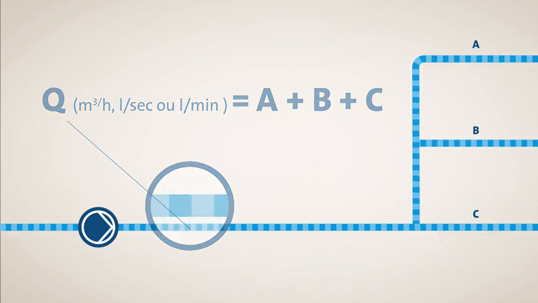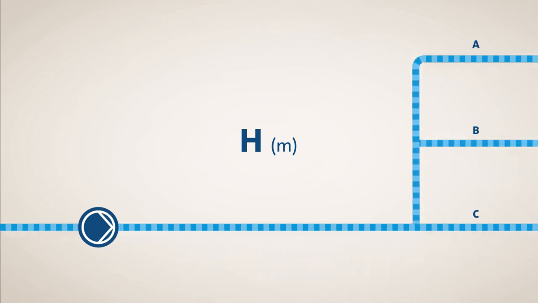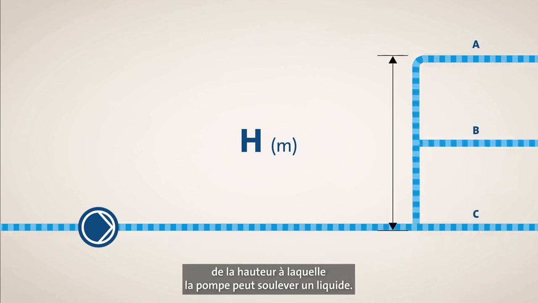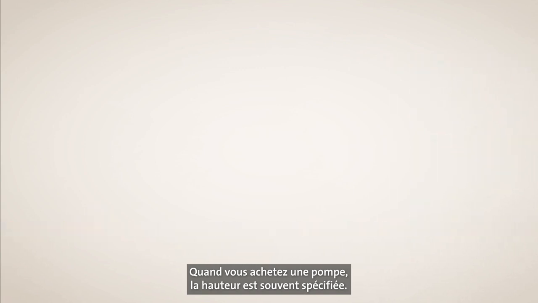Head, or H, is measured in meters and depends on the density of the pumped liquid. As established earlier, the head is an expression of how high the pump can lift a liquid. When you buy a pump, the head that it can produce will often be specified.